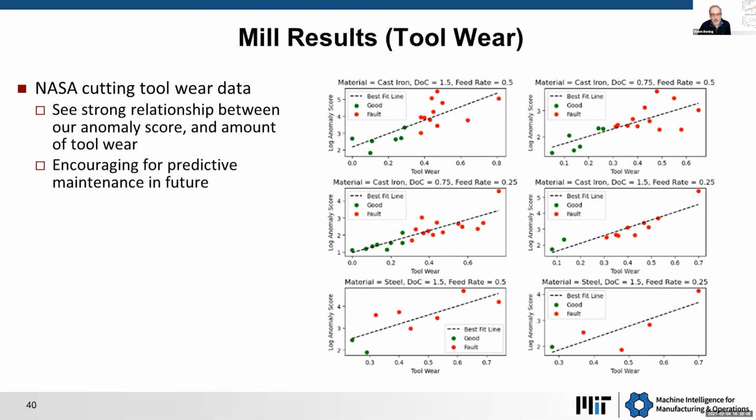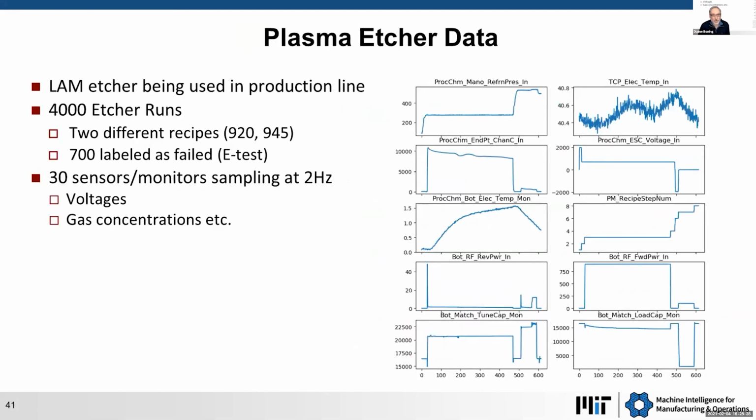And this suggests that extensions where you're not just looking for an anomaly, but are looking at predictive maintenance, you'd like to be able to say, can I predict how much tool wear do I have now, and when is it going to be too much in terms of actually causing a problem? So some future hope there for predictive maintenance as an extension of this approach.